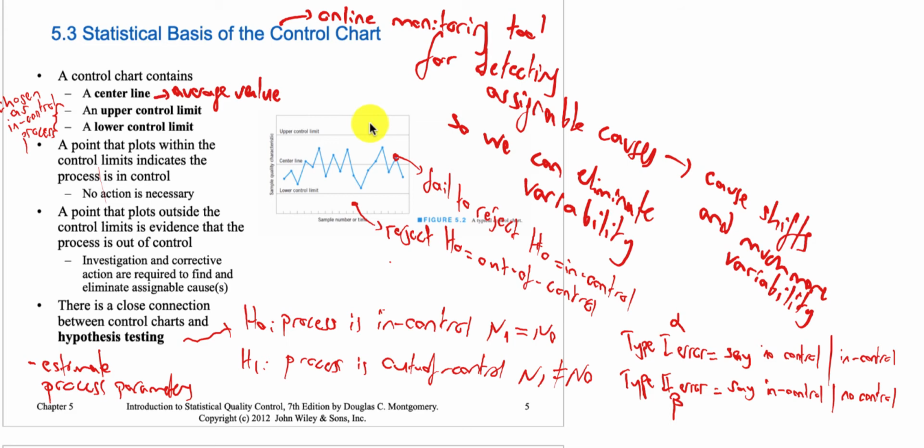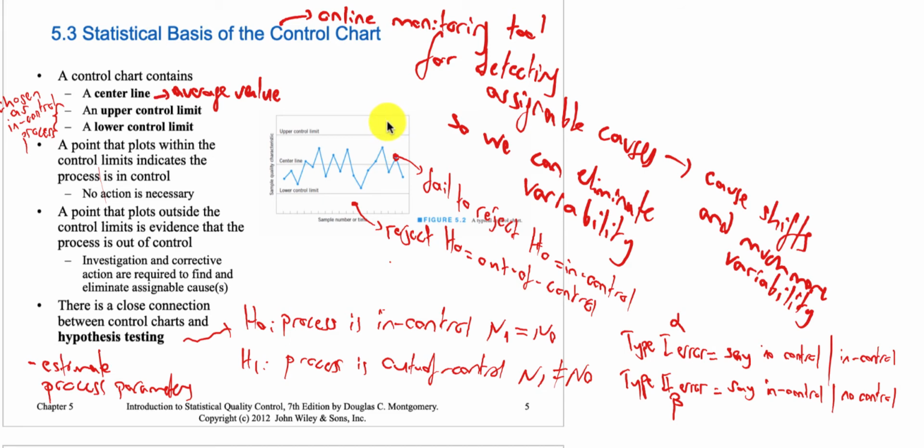We use this control chart as a monitoring tool actually. When we observe an out of control point, it means we are detecting an assignable cause. Then we are identifying it, finding what is causing this out of control point. Then we are eliminating it. So we are reducing the variability.